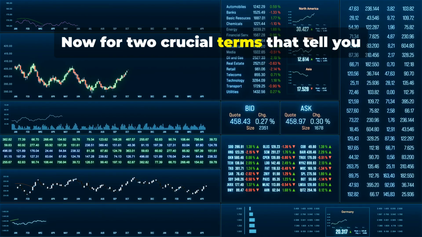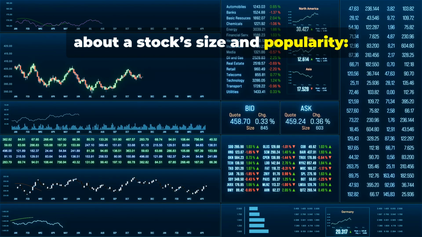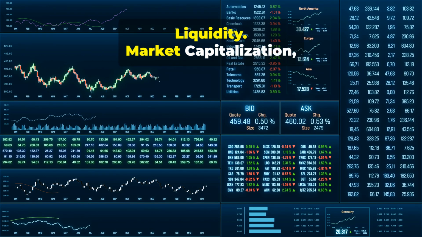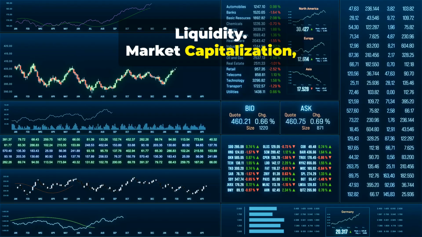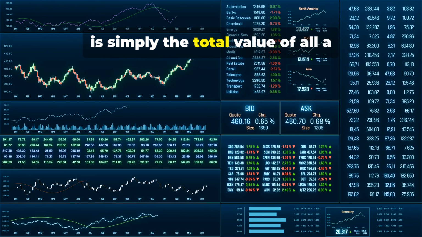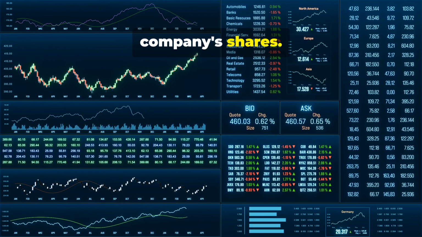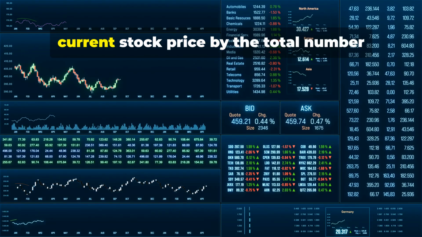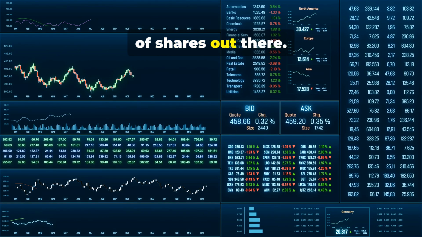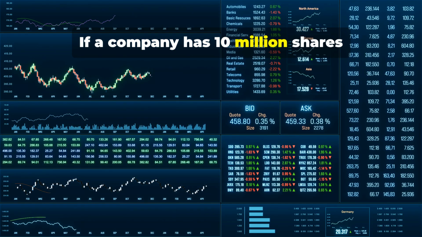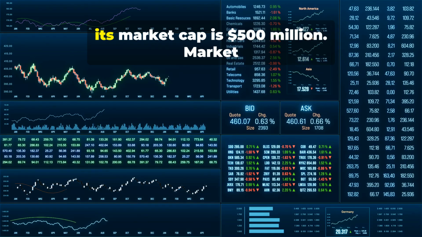Now for two crucial terms that tell you about a stock's size and popularity. Market cap and volume and liquidity. Market capitalization, or market cap, is simply the total value of all a company's shares. You calculate it by multiplying the current stock price by the total number of shares out there. If a company has 10 million shares trading at $50 each, its market cap is $500 million.